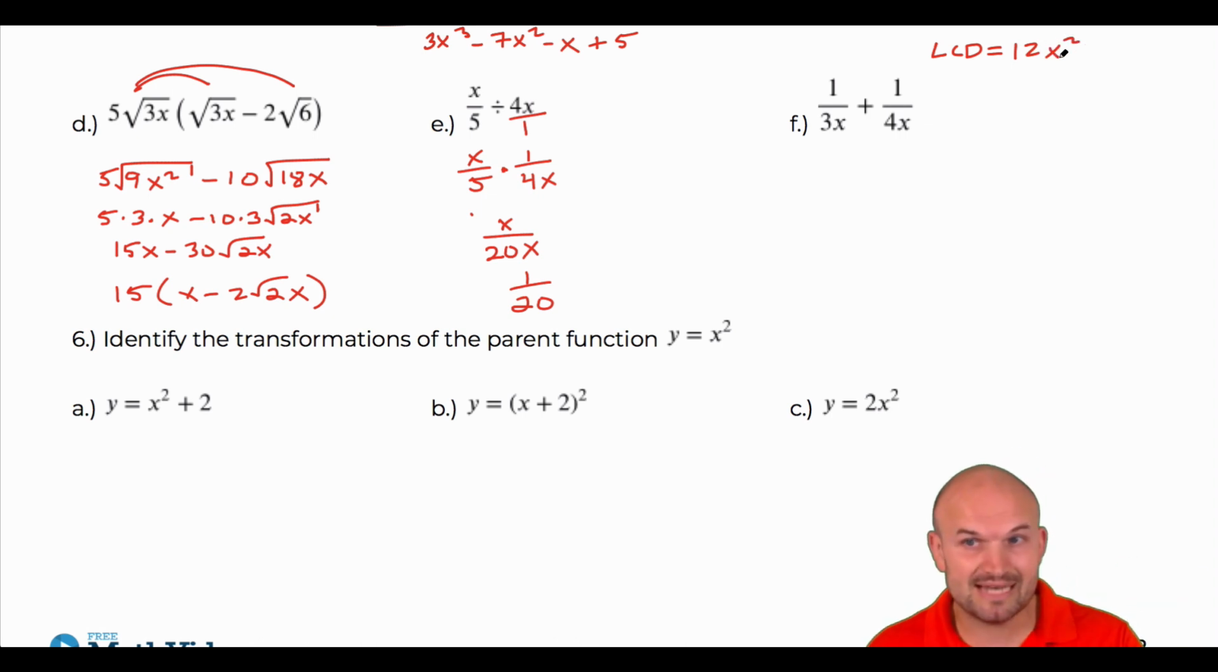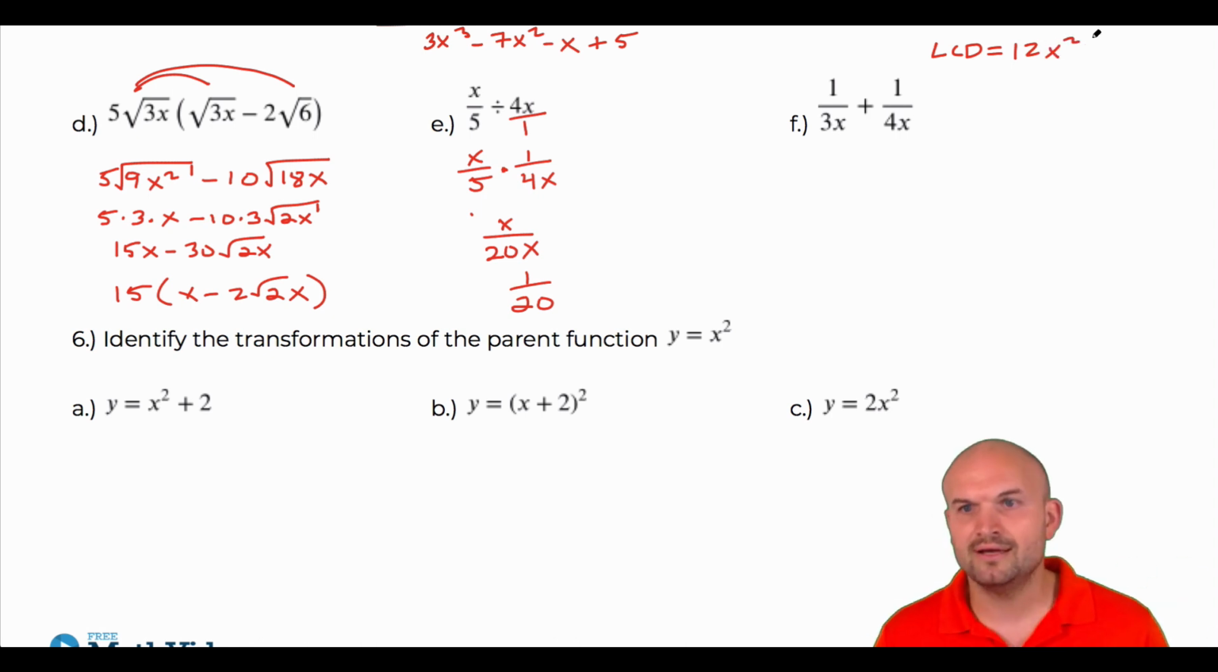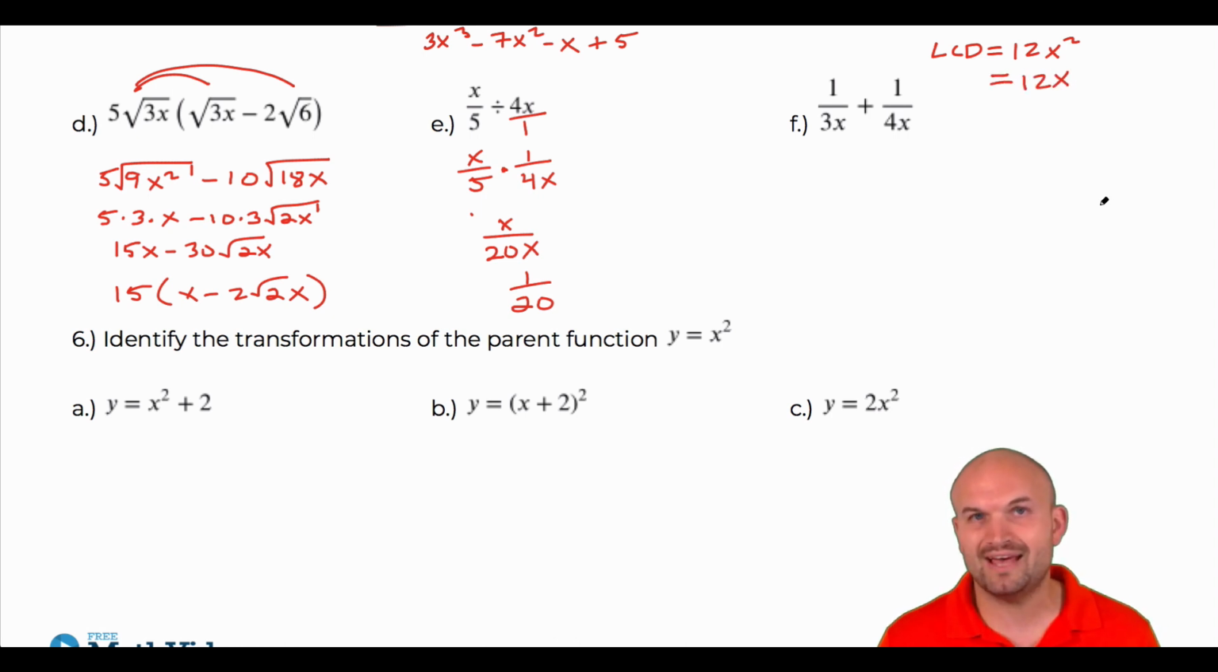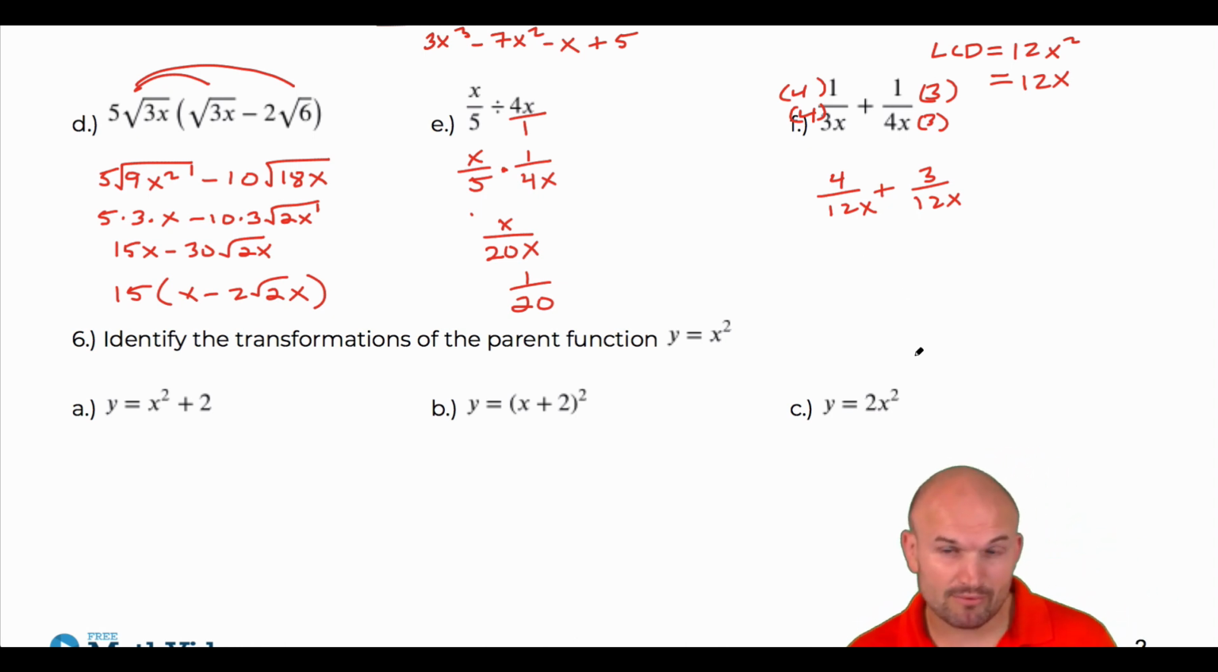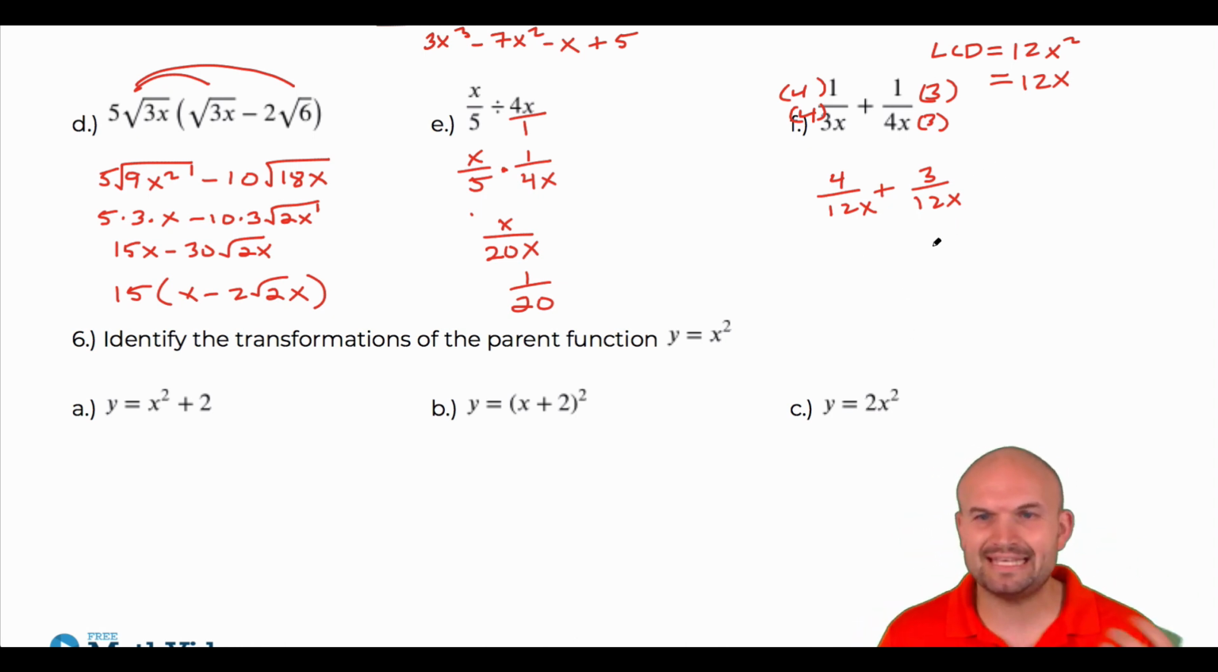But that doesn't give you the common denominator, right? Because we don't need to get an x squared. That's not the common denominator. The least common denominator is actually just 12x, right? We don't need x squared. So to get to a 12x, I can just multiply by a 3 over 3 and a 4 over 4. Therefore, I get a 4 over 12x plus a 3 over 12x. Now, when adding rational expressions, remember we're just going to add the numerators and keep the denominator the same. So therefore, we get a 7 over 12x.